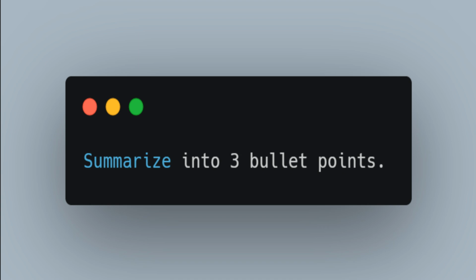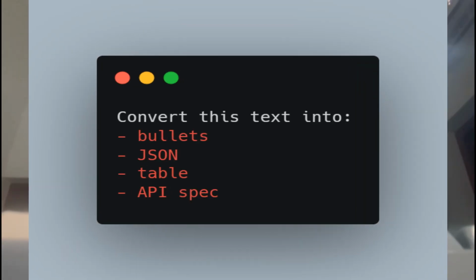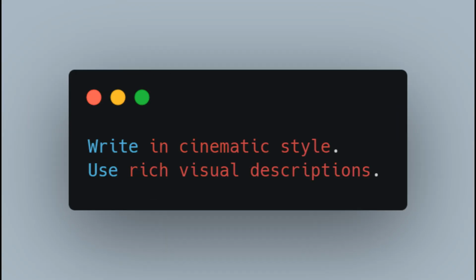You're gonna summarize into 3 bullet points, which can be really helpful if you want to learn something really fast. And the study prompt, this is better: teach me this topic like I'm a beginner, use real examples. And there's the conversion prompt: convert this text into bullets, JSON, table, API spec. And there's a creative prompt. If you are more into this side, write in a cinematic style, use rich visual description.